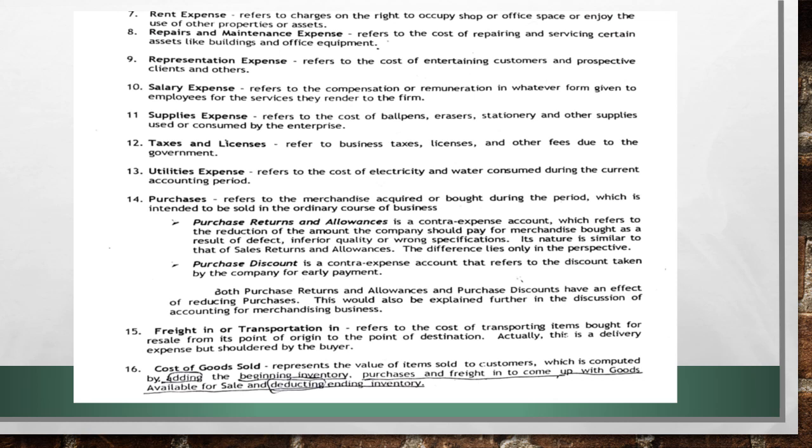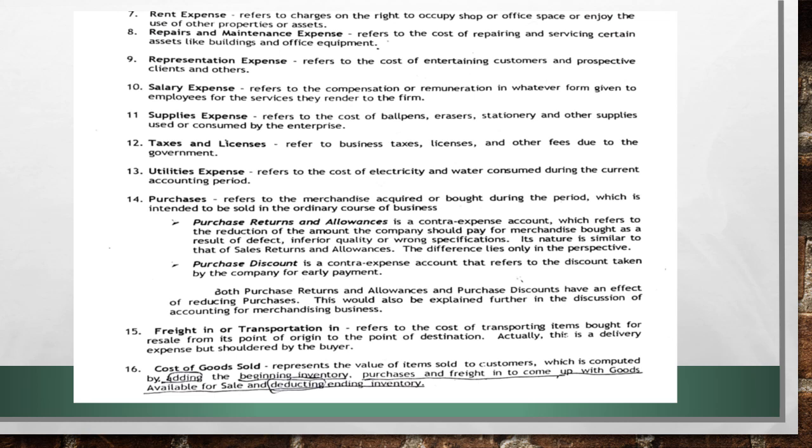Purchases, these are merchandise acquired or bought during the period. We also have contra purchase accounts, which we call purchase returns and allowances and the purchase discount. This means they must be deducted from the gross purchases to come up with your net purchases. Number 15, freight in or transportation in, those are costs of transporting items bought for resale from its point of origin.